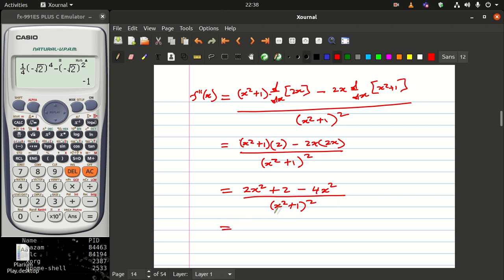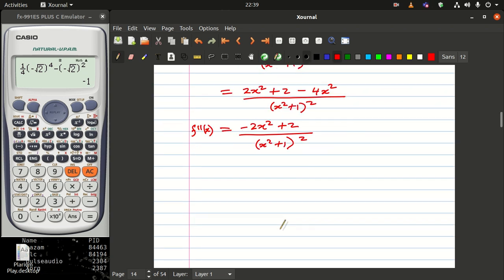And then this whole thing tells us that I have 2x squared minus 4x squared, so I have minus 2x squared plus 2, and then all over x squared plus 1 squared. There is absolutely nothing that can be done to simplify this, and whether you try it or you don't, you're still going to end up with something of this type. So we have the second derivative with respect to x equal to this.